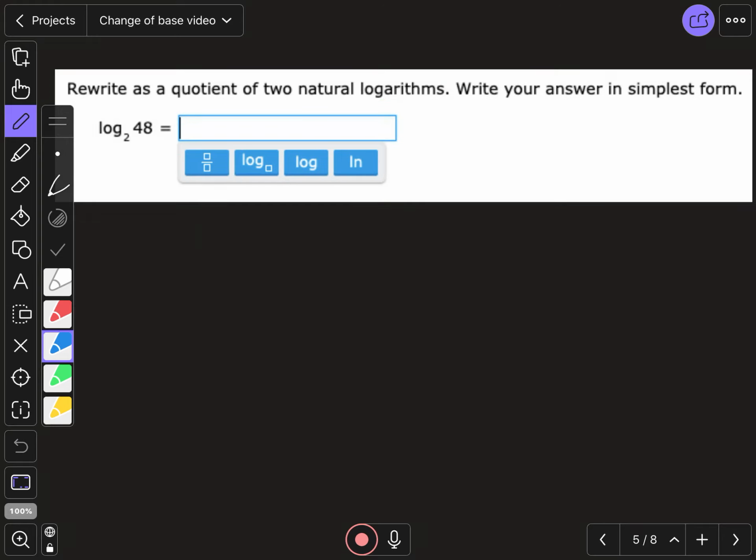Rewrite as a quotient of 2 natural logarithms. So again, just want natural logs here. So I'm using this button this time. So log base 2 of 48. So 2 to the what power is 48.